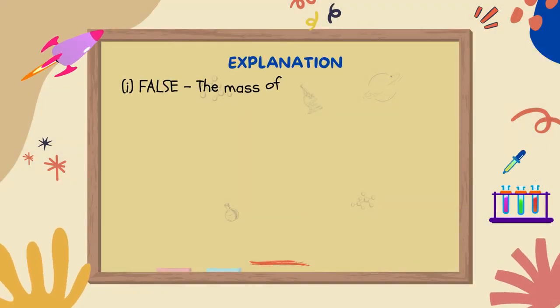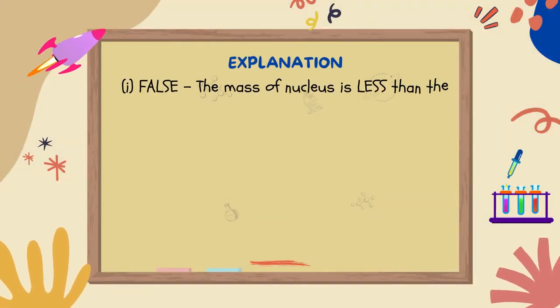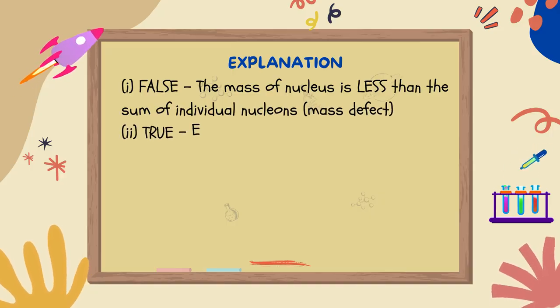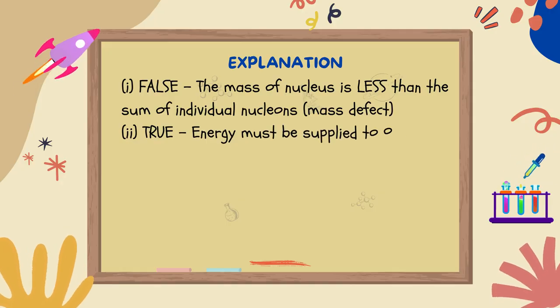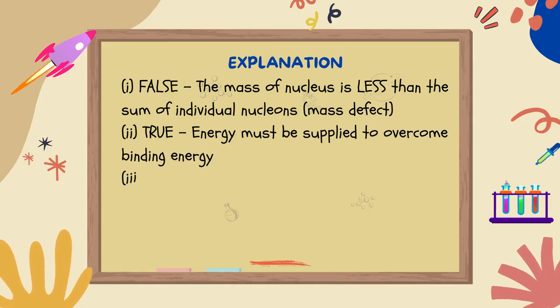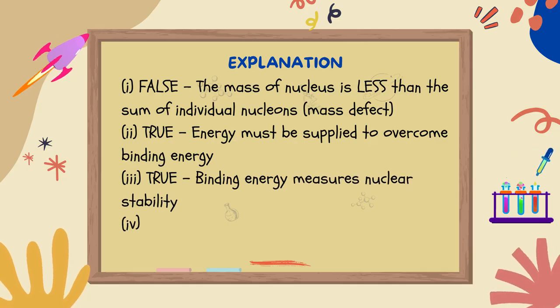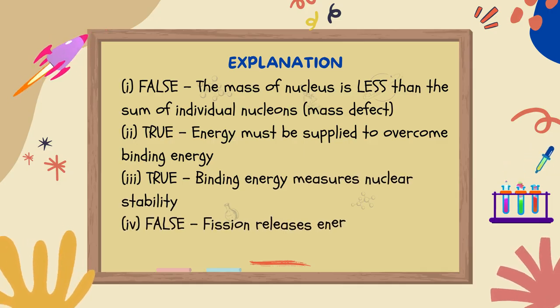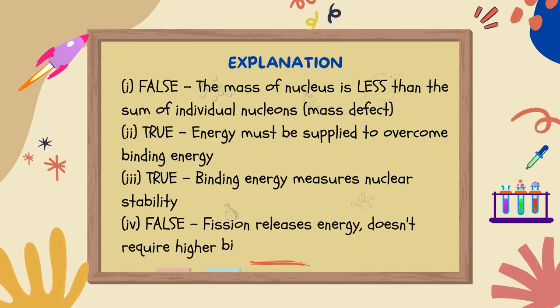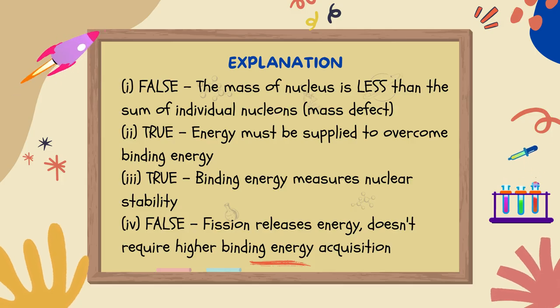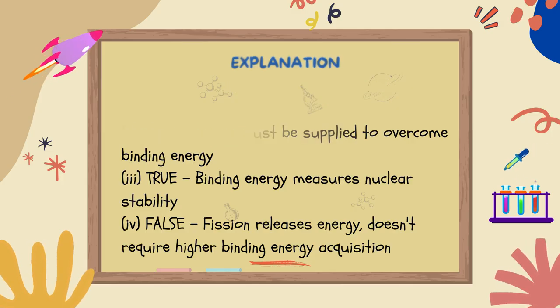Explanation: I. False. The mass of a nucleus is less than the sum of individual nucleons. II. True. Energy must be supplied to overcome binding energy. III. True. Binding energy measures nuclear stability. IV. False. Fission releases energy, doesn't require higher binding energy acquisition.